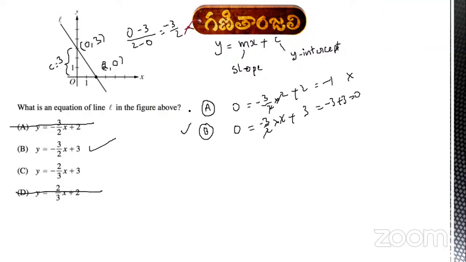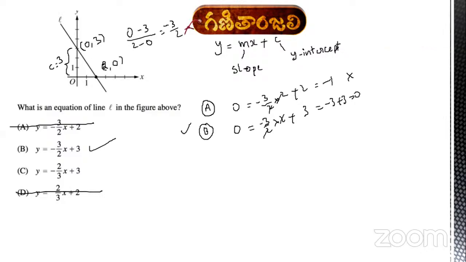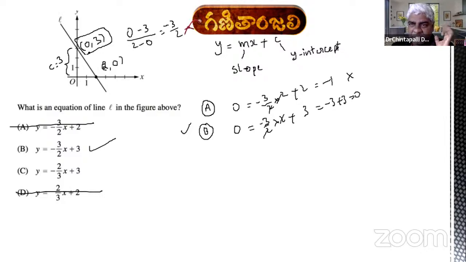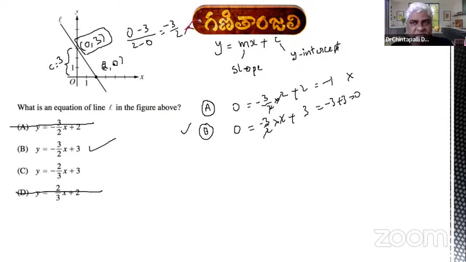We need not rush. Even if (2, 0) satisfies that equation, it's not sufficient, because there is another point. The correct option should satisfy this point also. So after noticing the first point is satisfied, we must verify the second point also, on the same equation.